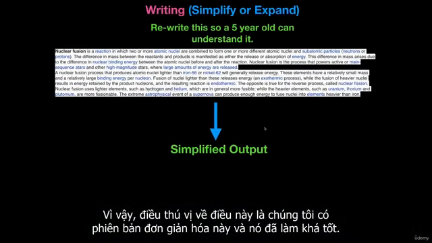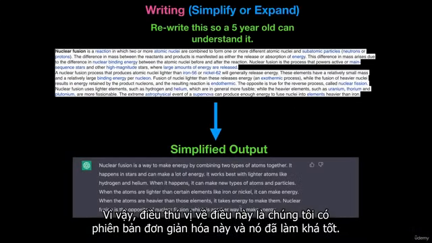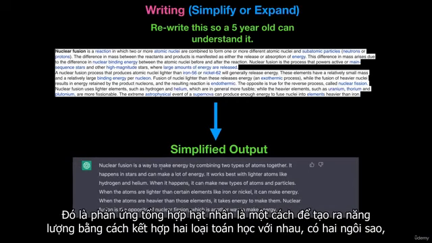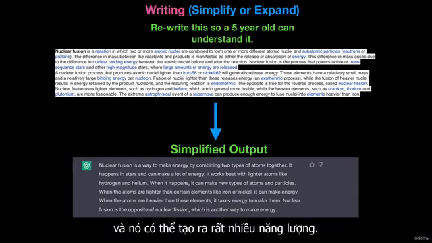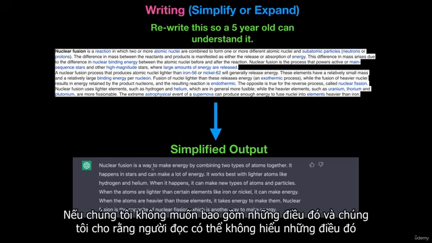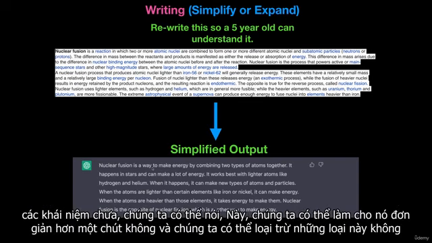So what's interesting about this is we have this simplified version, and it did a pretty good job. Nuclear fusion is a way to make energy by combining 2 types of atoms together. It happens in stars, and it can make a lot of energy. So the language is not too complex. It does have the elements in here still, so hydrogen, helium, stuff like that. If we didn't want to include those things, and we assume that the reader maybe doesn't understand those concepts yet, we could say, hey, can we make it a little bit simpler, and can we exclude these type of words?